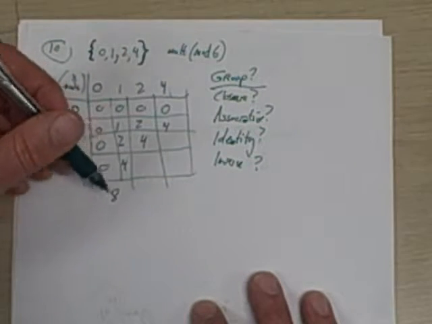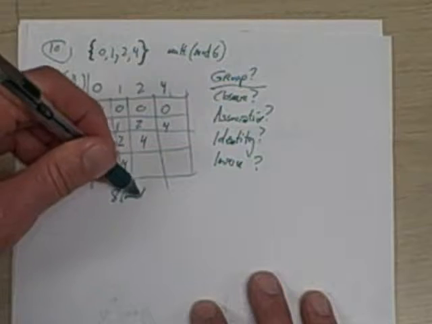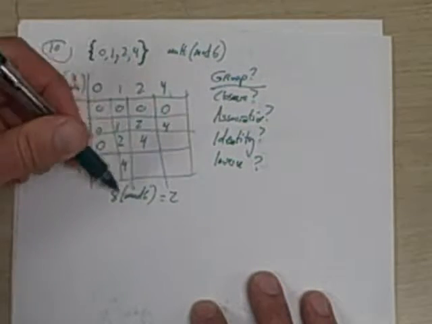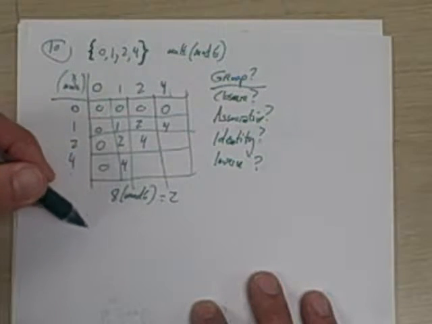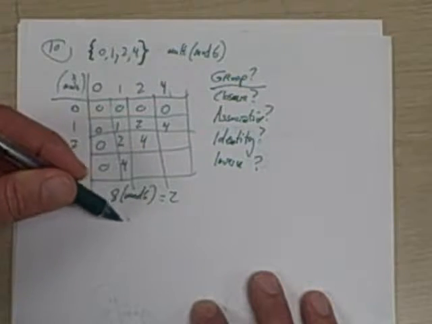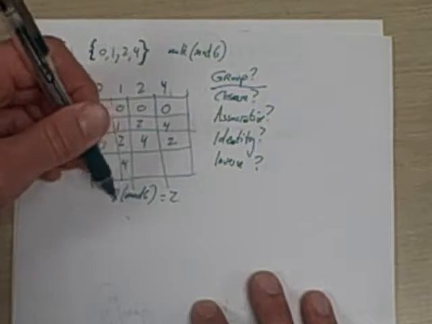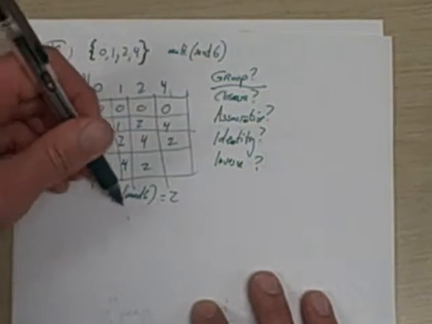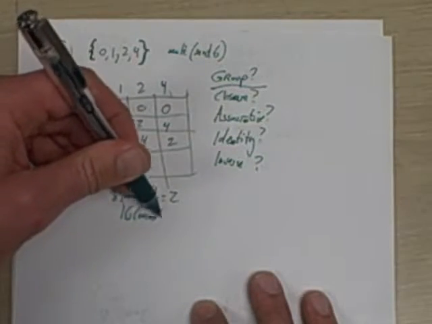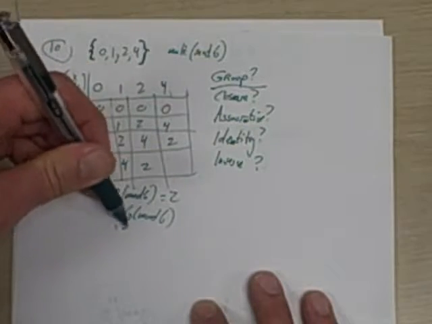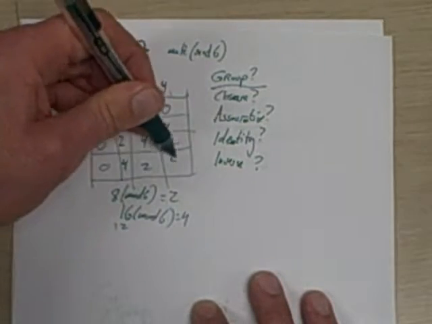But 8 mod 6 is 2. Right? Think about that clock. You get all the way back up to 6, which is your 0. You go 2 more to get to 8, and you're at 2. 4 times 2 is 8, mod 6 is 2. 4 times 4 is 16, mod 6. 6 goes into 12, so it's 4.